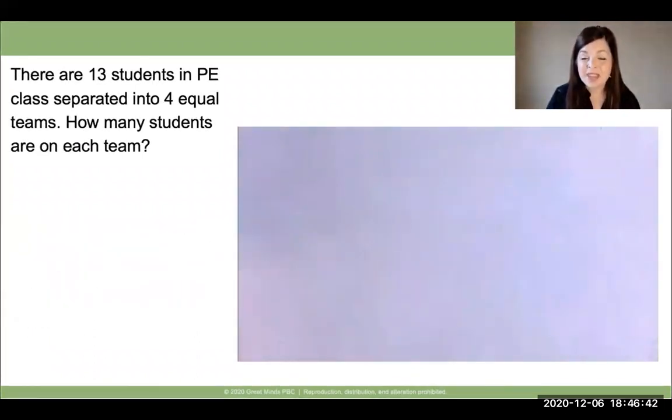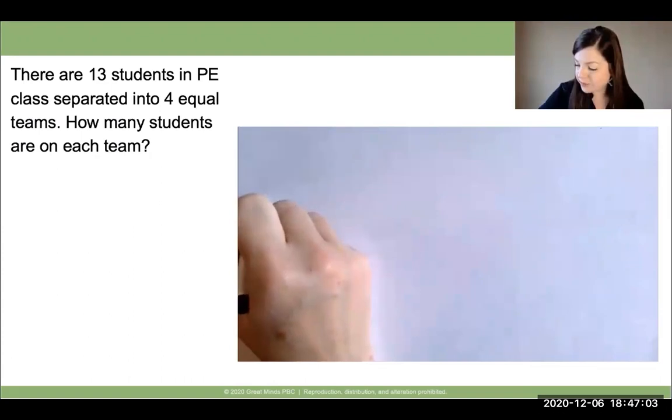Let's try another story. This story is about the same PE class, but now another student has joined the class, so there are 13 students. Let's read it. There are 13 students in PE class, separated into 4 equal teams. How many students are on each team? Tell me a division expression that would match this story. 13 divided by 4.